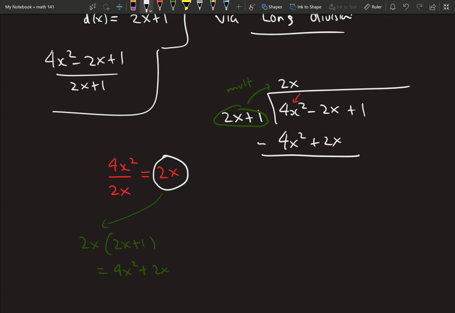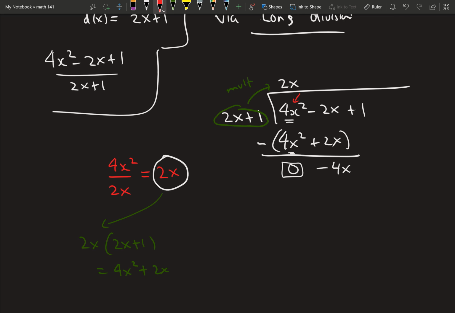And what I do now is I subtract the top from the bottom. So for example, this 4x squared minus this 4x squared will give me 0. And that should always be the case for what's called the lead term. And then I have a minus 2x and another minus 2x to give me a minus 4x. And this completes one cycle within the long division process. We're going to now repeat this procedure.